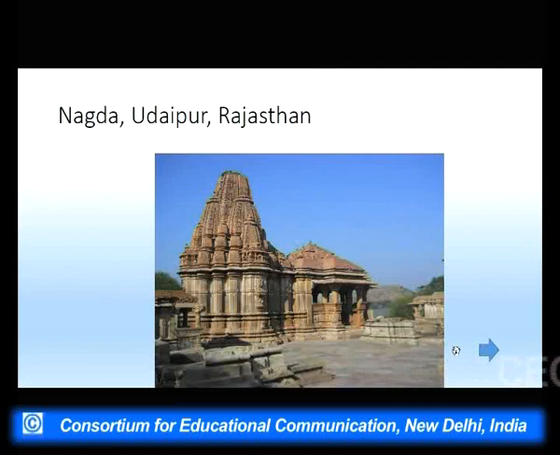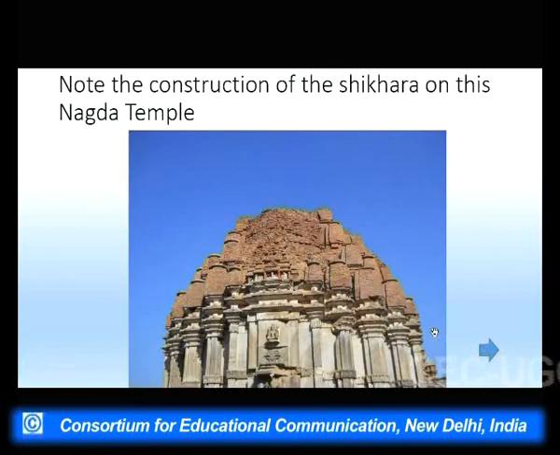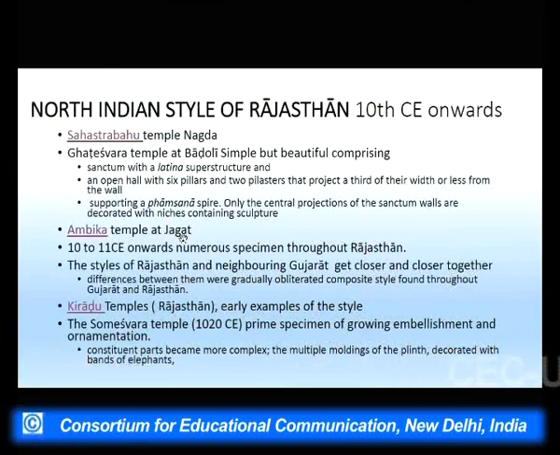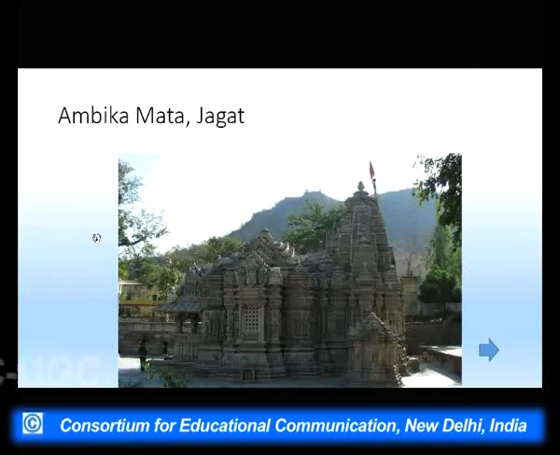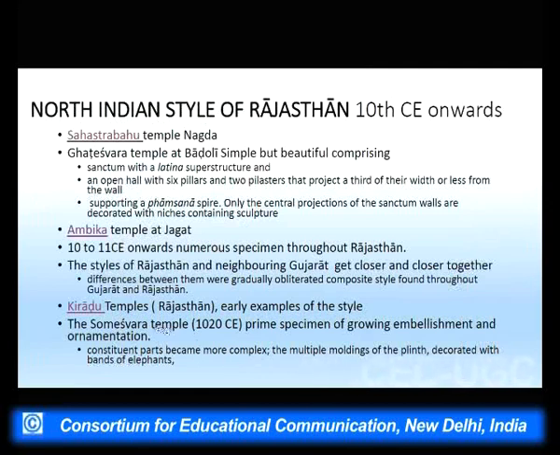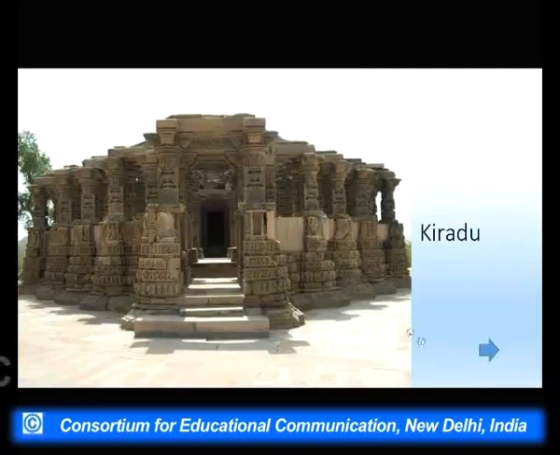Both the temples stand on a large Jagati. There is a Torana here, you can see, at the entrance. Torana is an entrance gateway. Also, you can see here, because it's now broken down, how the Shikhara was actually constructed, in a series of small miniature spires or shikharas that marked the bhumis or the talas. There are numerous examples such as Ambika Devi or Ambika Mata at Jagat, Kiraru Temple.